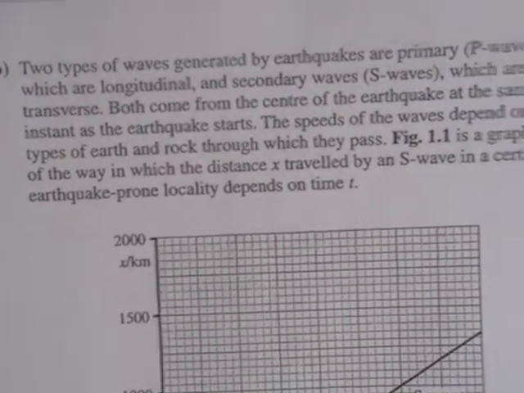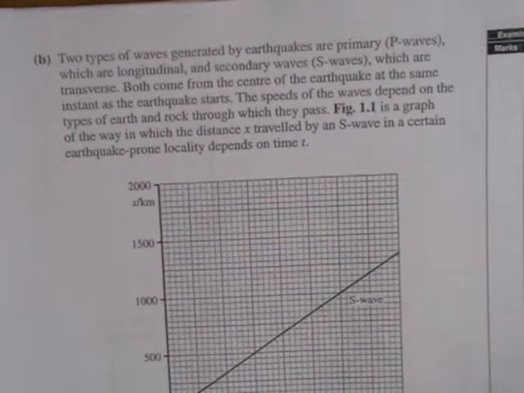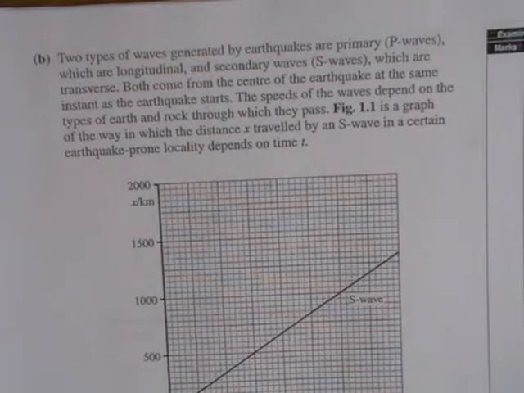The next part of the question, and I'll scan out a wee bit so you can see the whole thing. Two types of waves generated by earthquakes are primary waves, which are longitudinal, and secondary waves, called S waves, which are transverse. Both come from the centre of the earthquake at the same instant as the earthquake starts. The speeds of the waves depend on the type of earth and rock through which they pass. Figure 1.1 is a graph of the way in which the distance x travelled by an S wave in a certain earthquake-prone locality depends on time t.